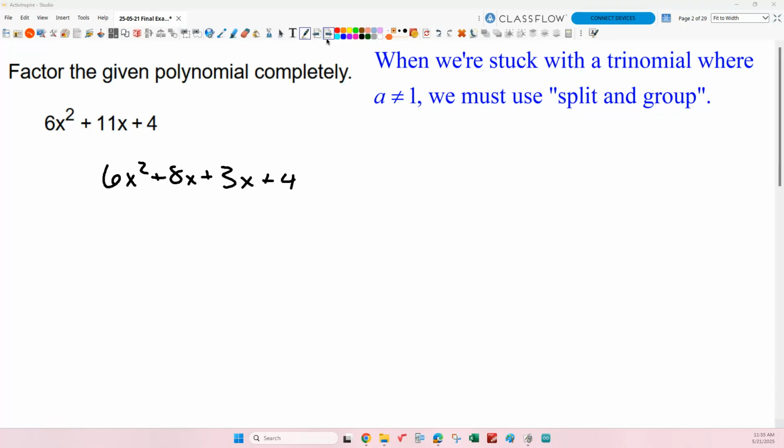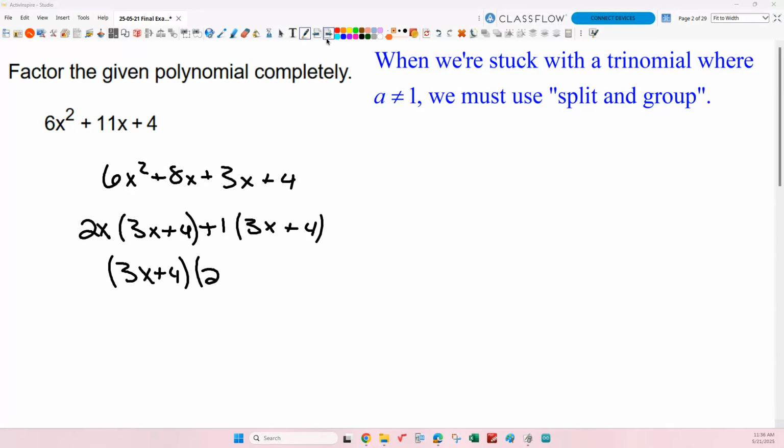Take out a 2x from the first two. So then I have 3x plus 4. And what about over there? Okay, we can take out a 1, but that's just going to leave us the same thing. Okay, so then what are my two factors? Those are my zeros. We want the factors. Yeah, 3x plus 4, and then 2x plus 1.